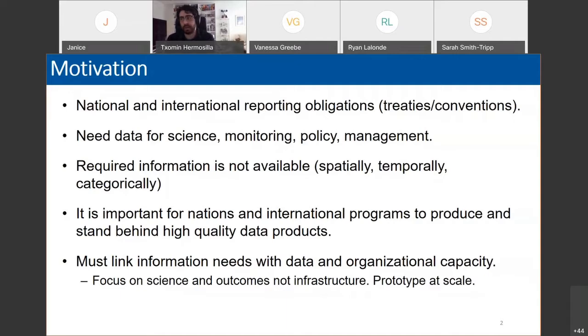Also, we believe it's important that nations and international programs can stand behind the data they produce. They produce this data using scientific methods, and the data has high quality. If you are going to report about fires, you need good data about fires to stand behind your numbers. And finally, there is a focus on linking the information needs with the data and the organization capacities. So we are focused on the science and the production of the outcomes, but not the infrastructure to make this operational. We call this prototyping at scale. We conduct our analysis on the whole country.